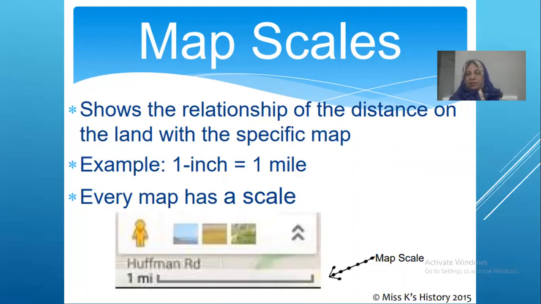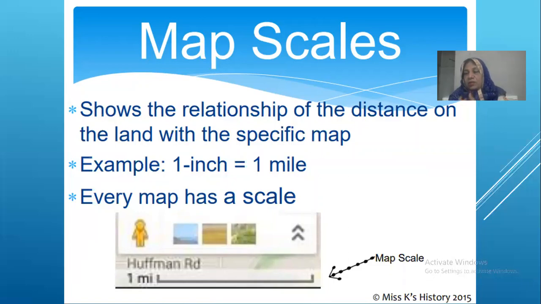For example, 1 inch equals 1 mile. Every map has a scale. Or you can take another scale. For example, 1 centimeter equals 1 kilometer. So it is easily drawn on the map. The bigger regions with the larger areas can easily be drawn on the map by converting into a smaller scale.